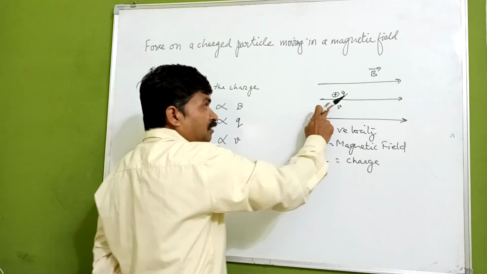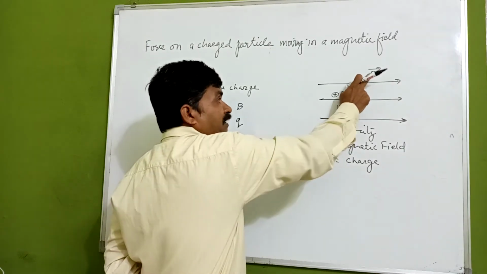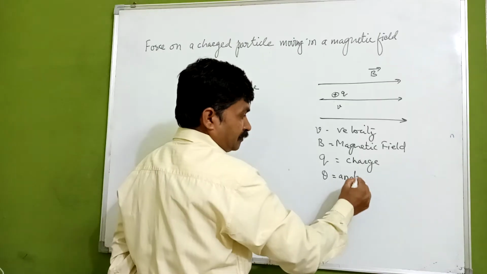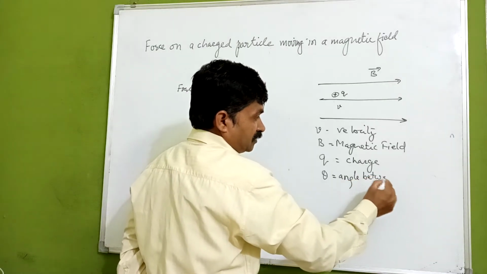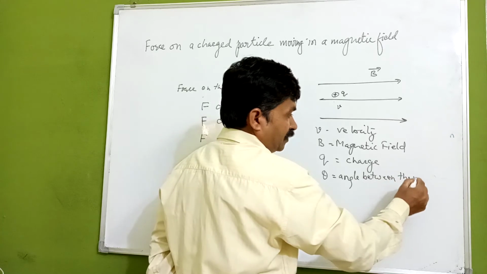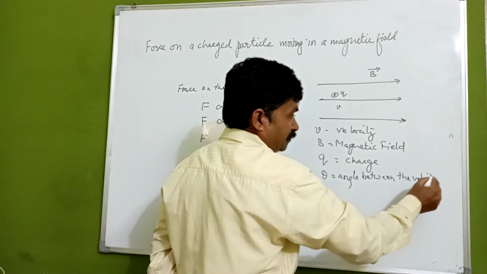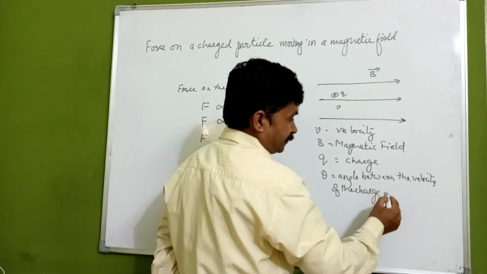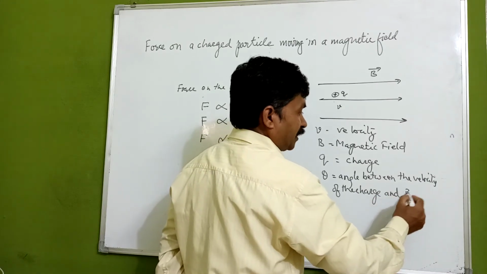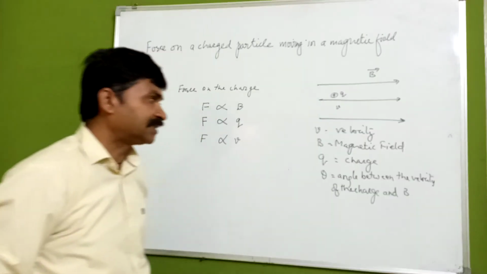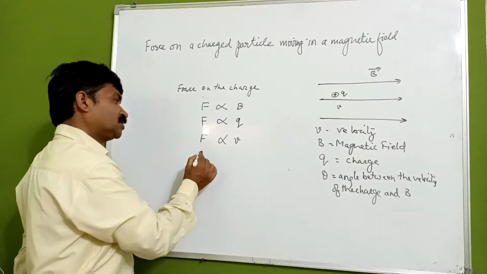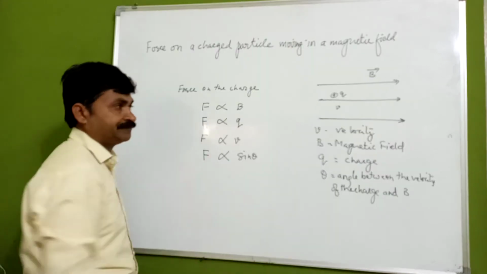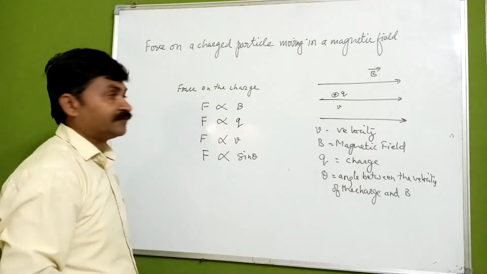Now this charge's velocity makes some angle theta, theta is the angle between the velocity of the charge and the magnetic field. B is the magnetic field. So the force will also be directly proportional to the sine of the angle between them.